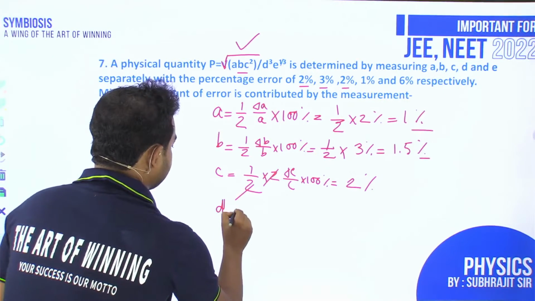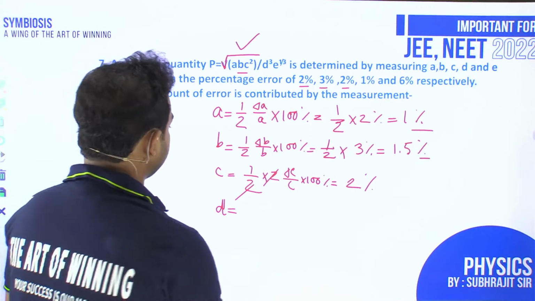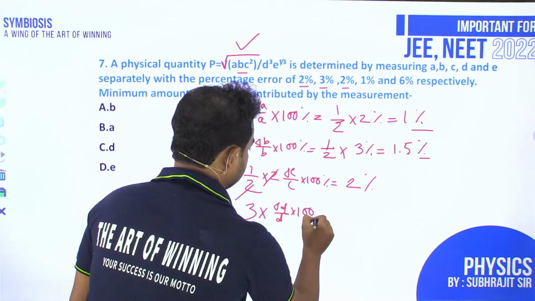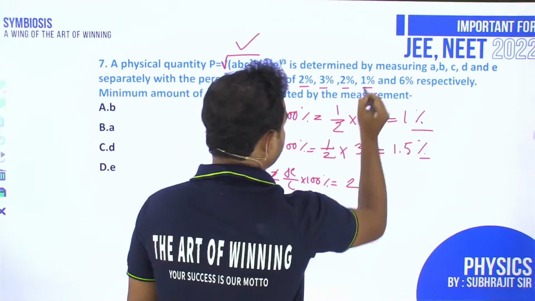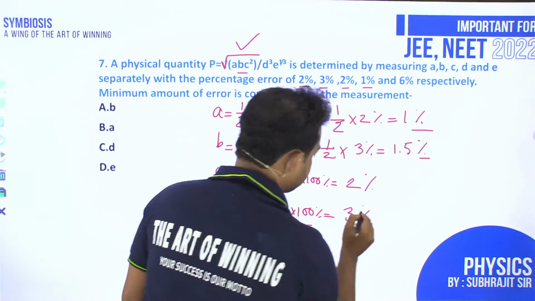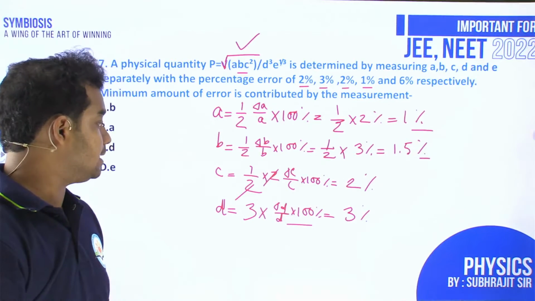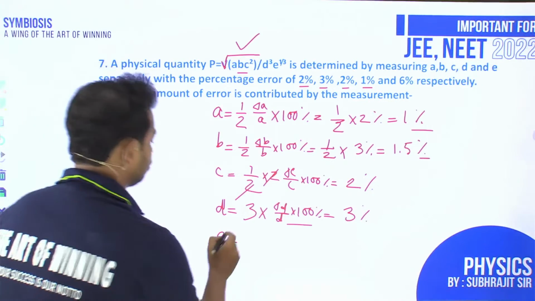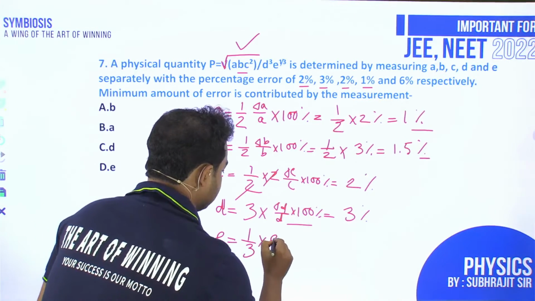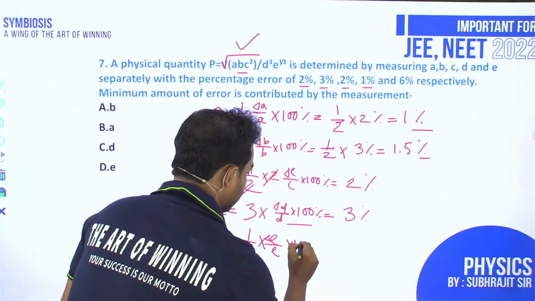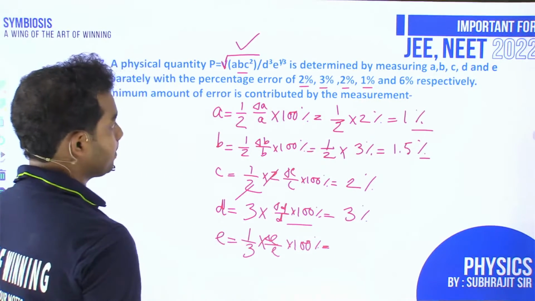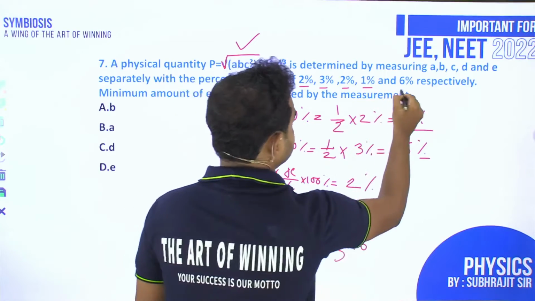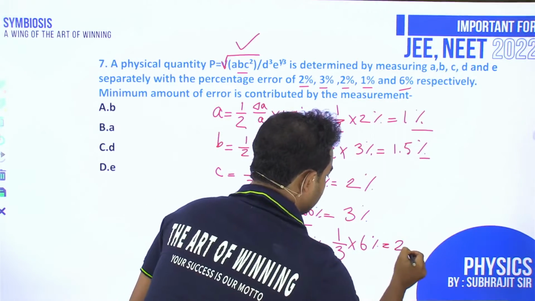Now error contributed by D. Error contributed by D is 3 into del D by D into 100%. This one is given, this one is 1%, that means 3 into 1%, so the error contributed by D is 3%. Now for E, the error contributed by E is equal to 1/3 into del E by E into 100%, that is equal to 1/3 into 6. So this one is also 2%.